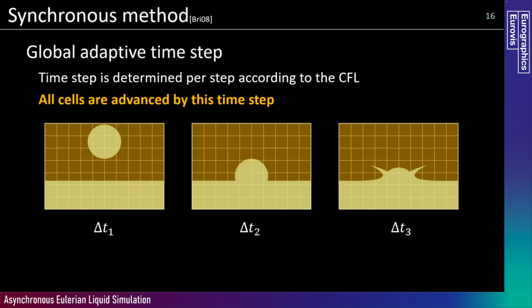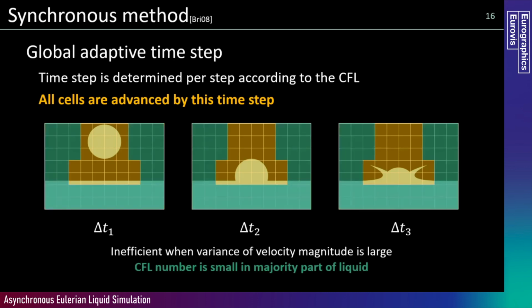However, because this method is based on the maximum velocity, the majority part of the liquid, such as green-colored cells, has a small CFL number when there is a large variance of velocity magnitude. This is undesirable in terms of computational efficiency and numerical diffusion.